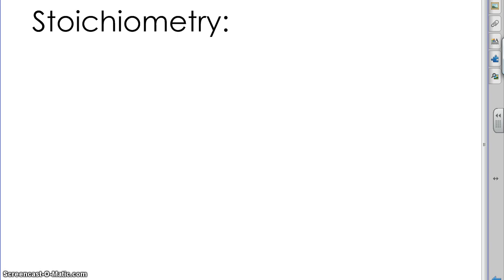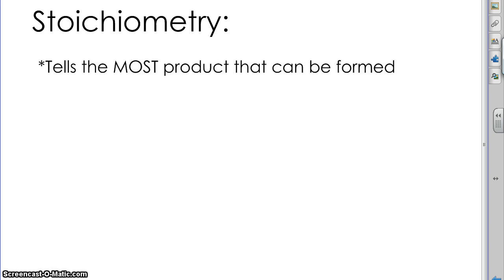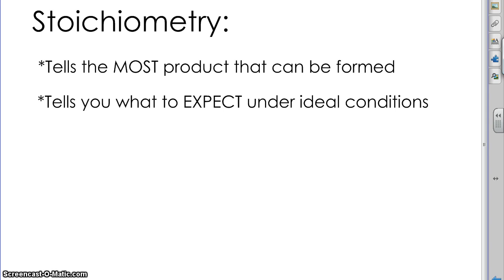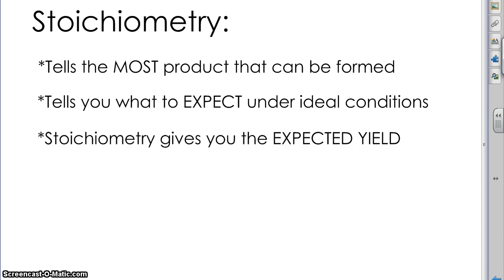So, here's what stoichiometry does. Stoichiometry tells you actually how much product can be formed. It tells you the maximum, the best case scenario. Under ideal conditions, if all of the product is made and captured and measured, this is what it will be. So it gives you the best case scenario. It tells you what you should expect. It doesn't necessarily tell you what you'll get, it tells you what you should expect to get. We call this the expected yield.